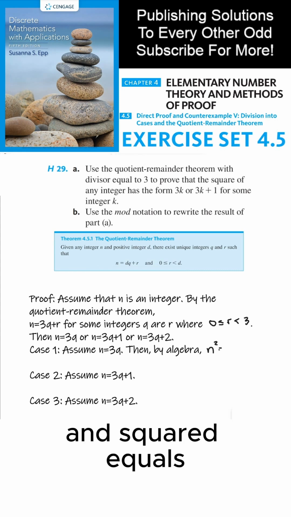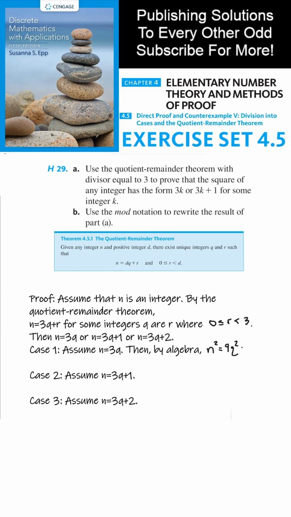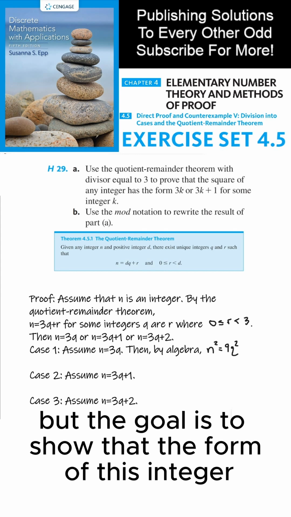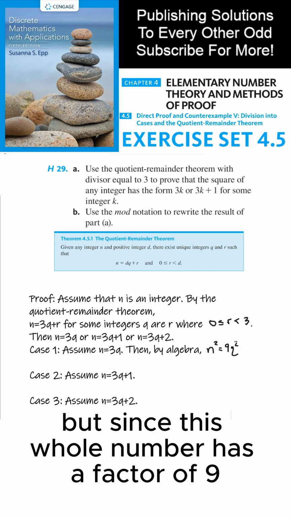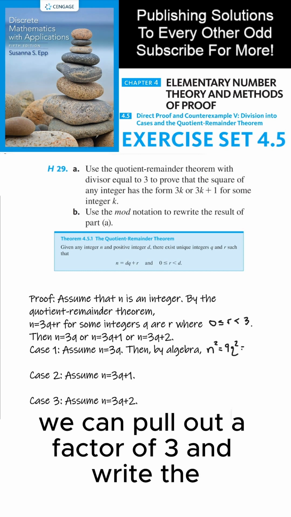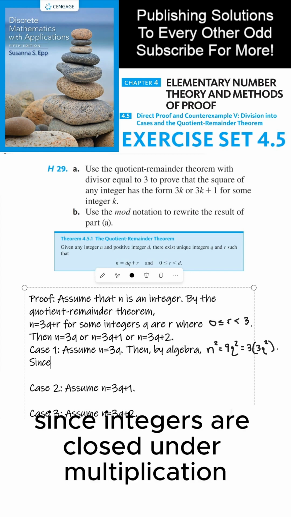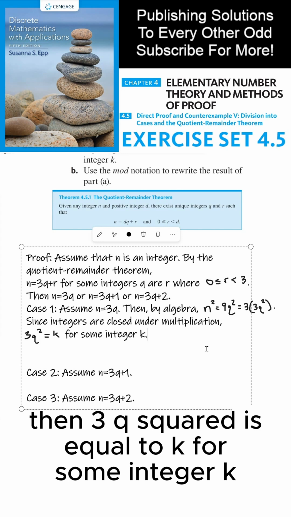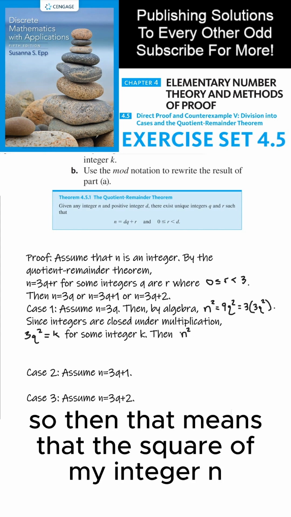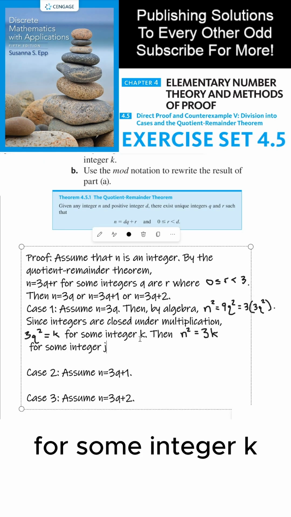By algebra, n squared equals, now 3q all squared would be 9q squared. But the goal is to show that the form of this integer is either 3 times an integer or 3 times an integer plus 1. But since this whole number has a factor of 9, we can pull out a factor of 3 and write this as 3 times 3q squared. Next, we could say since integers are closed under multiplication, then 3q squared is equal to k for some integer k. So then that means that the square of my integer n is of the form 3 times k for some integer k. So that's case 1.